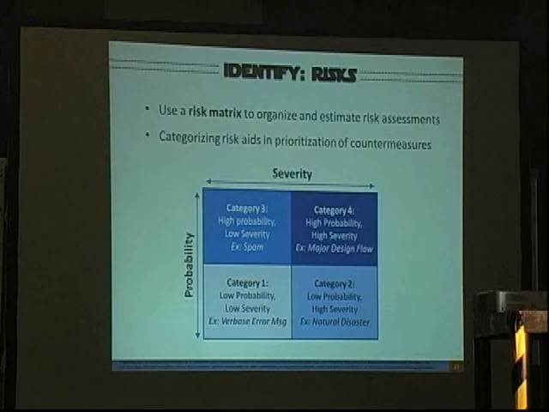Category 3, high probability, low severity. So this is going to be like spam, ping sweeps, port scans, that kind of stuff. It happens. Is it a big deal by itself? Not really. It's something we've got to look at, but we're not going to waste too much time on.